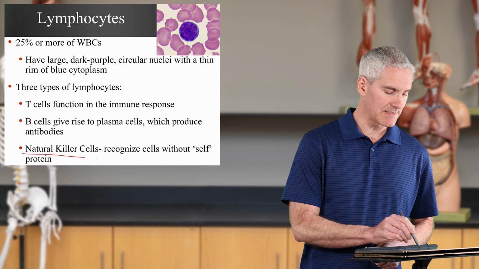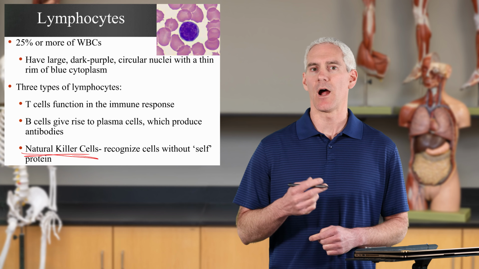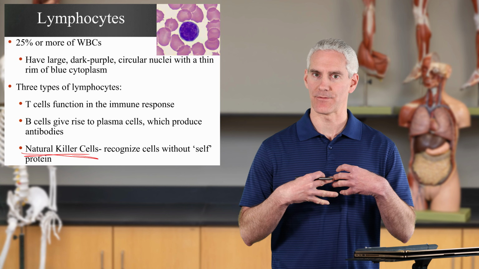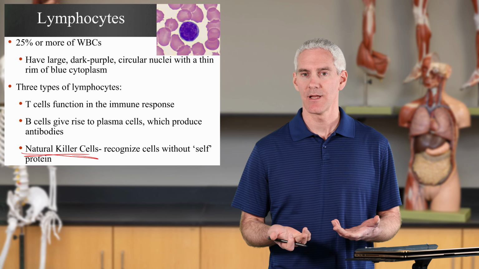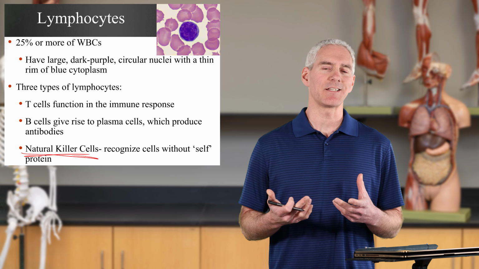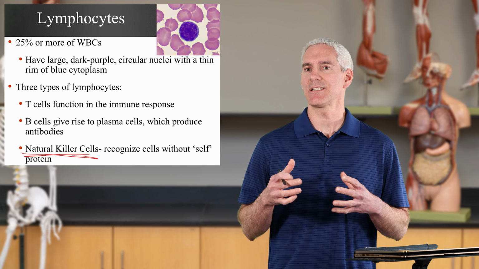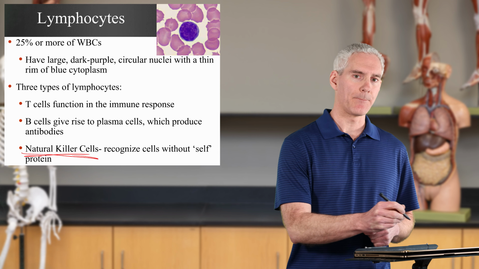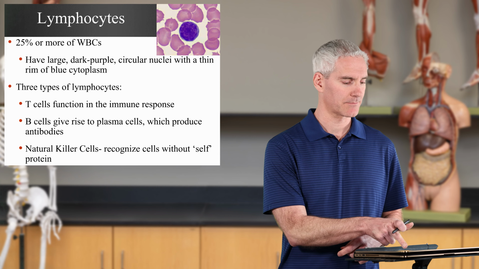The third is going to be the natural killer cells. These natural killer cells are going to recognize any cell that does not have the self marker. So the cell surface marker, or antigen, basically says this is part of your body. So anything that doesn't have that, could be bacteria, could be virus, whatever, the natural killer cells can destroy. So we have the B lymphocyte, the T lymphocyte, and these natural killer cells.